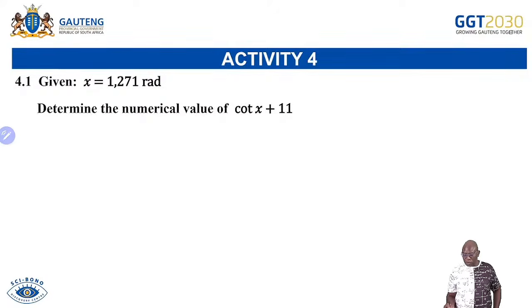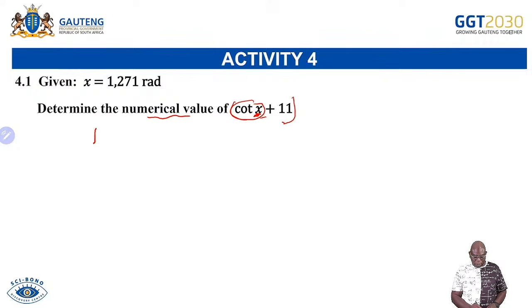Let's look at this question here. Nice question here. It talks about radians. So we're given x as a radian. We need the numerical value of this whole thing. So what we can do, cot is 1 over tan, so I can write this as 1 over tan.